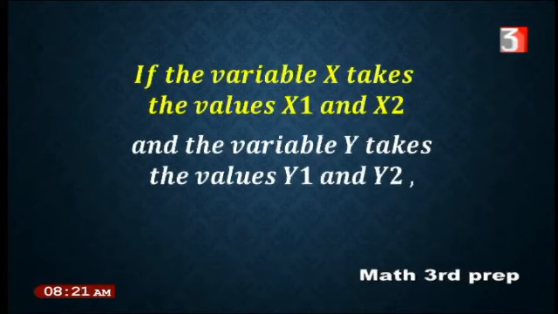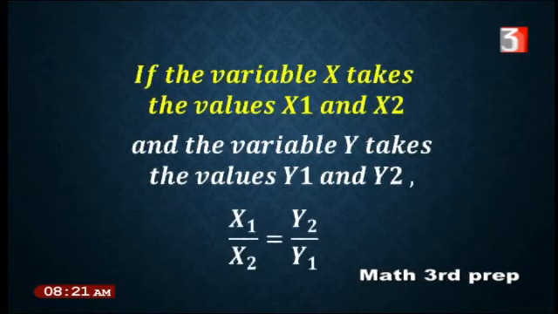What about the inverse variation? You are going to notice that y varies inversely with x. So in this case, we can say that x1 over x2 equals y2 over y1. And this is opposite to what we have taken in the direct variation. In the direct variation, we say x1 over x2 equals y1 over y2. But in the inverse variation, we say x1 over x2 equals y2 over y1.